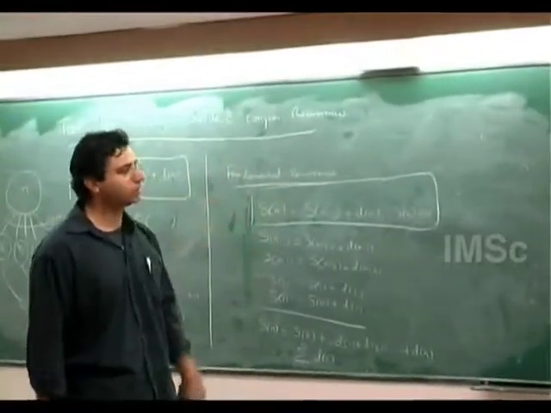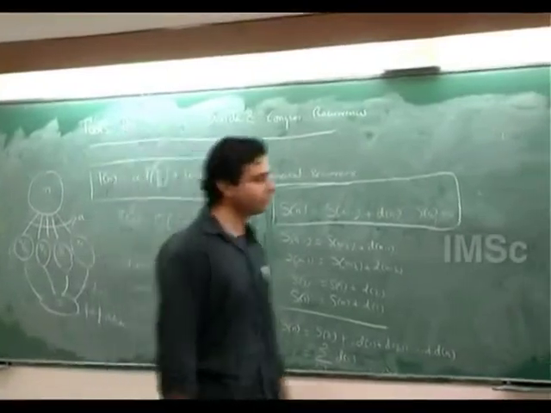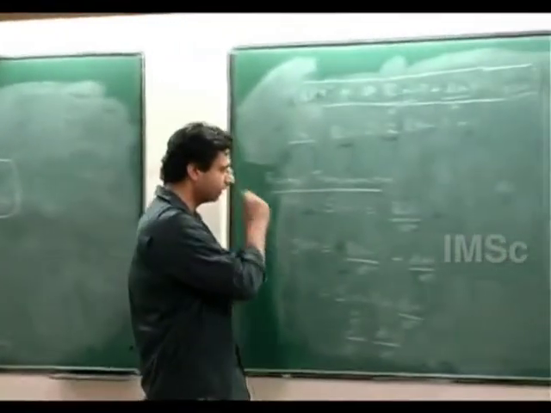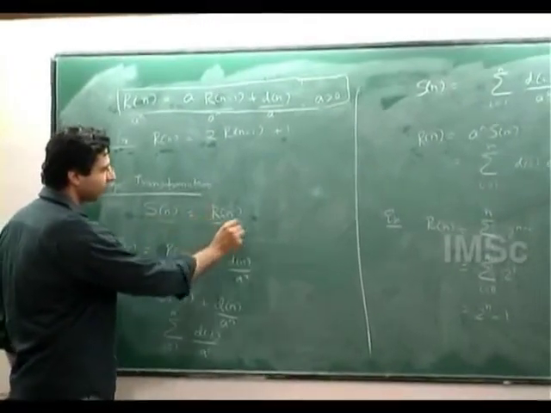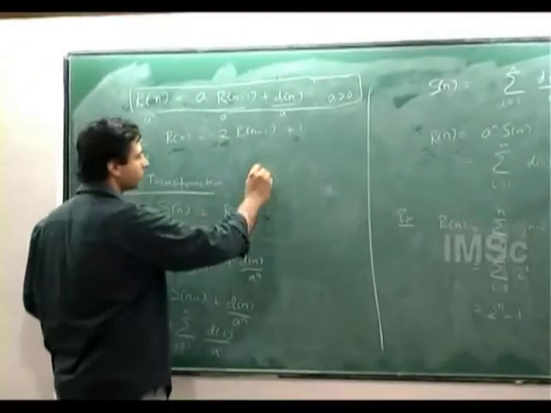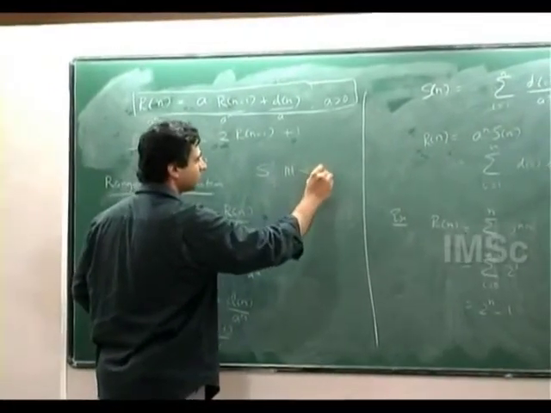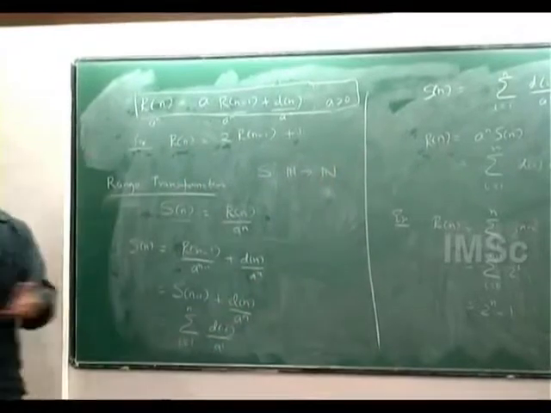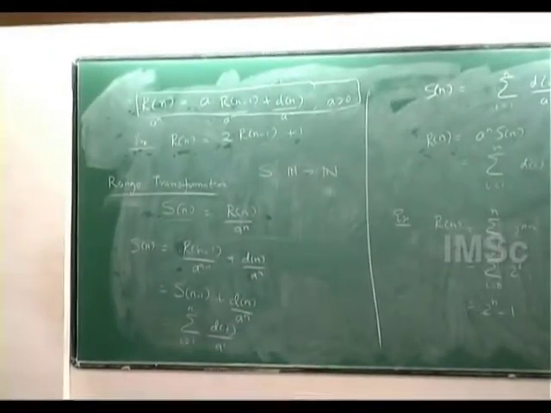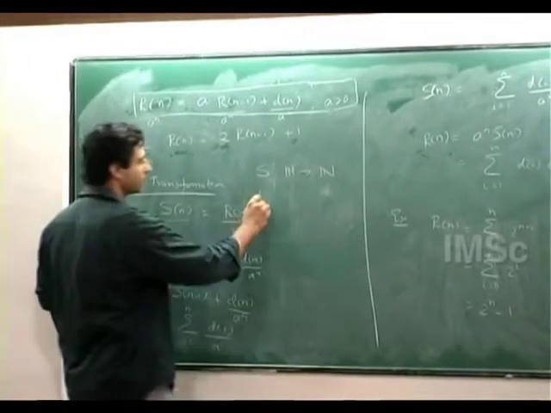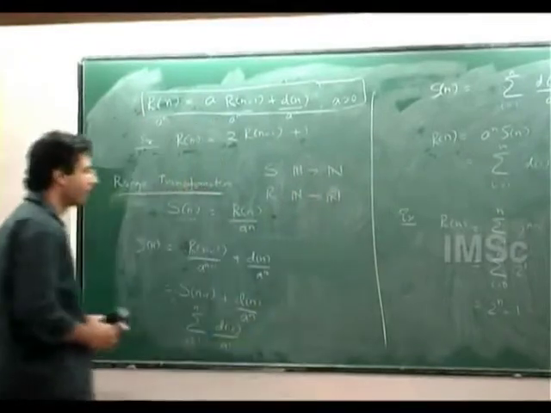So why do we call this a range transformation? We call this a range transformation because the function s and this function r of n are functions from the natural numbers to, say, the natural numbers. They take in some natural numbers 0, 1, 2, and so on, and they output some natural number. So both s and r are functions from natural numbers to natural numbers.